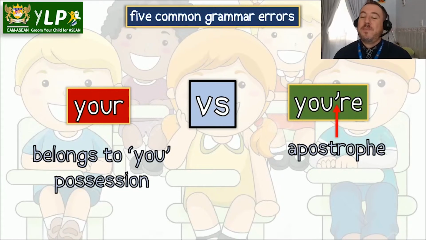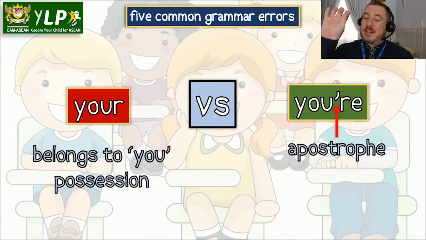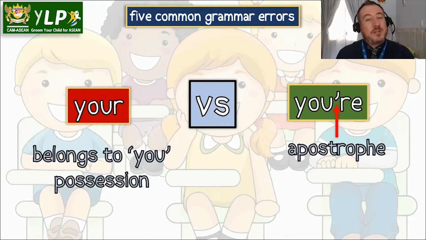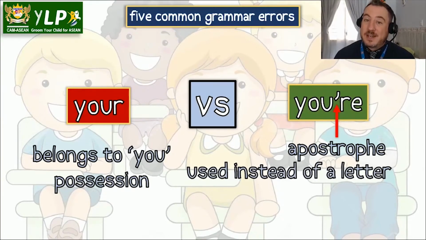Now, that little funny shape there between the U and the R, can anybody say that word? We call that an apostrophe. An apostrophe. And apostrophes can do different things in English, but today we're going to look at the job that they do in this type of grammar, which is when we use them instead of a letter.